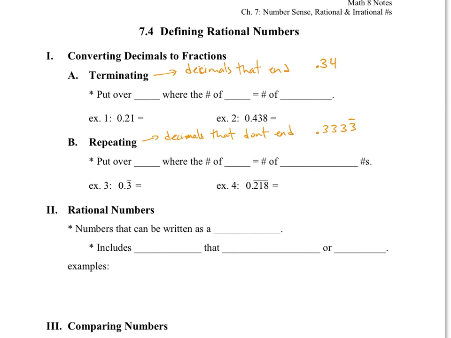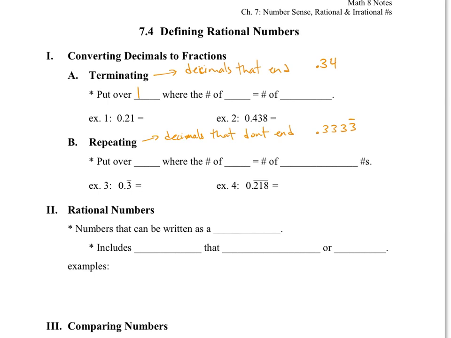So, how do you take a terminating decimal and make it a fraction? You put it over 100? Move the decimal over 2 places and do 21 over 100. You put it over itself. You're going to put it over 1, yes.